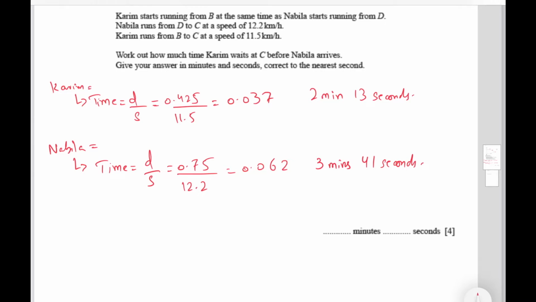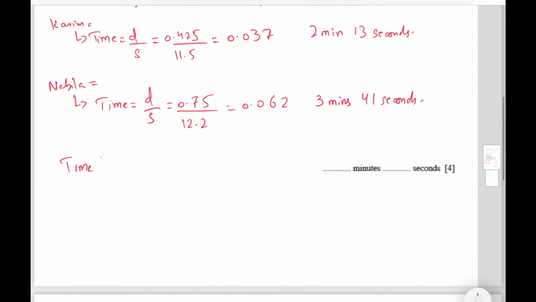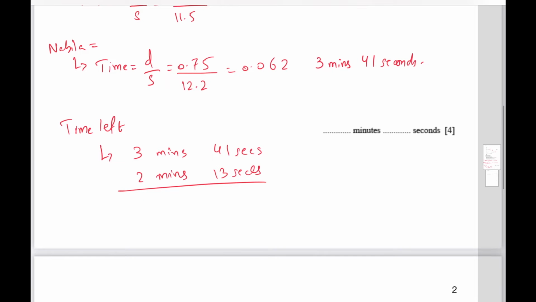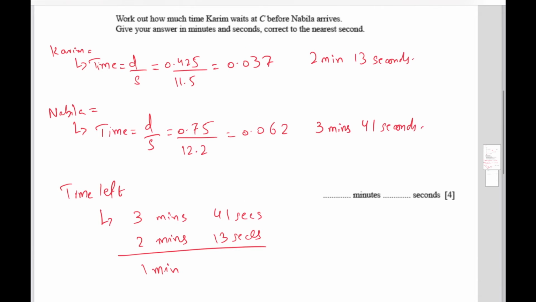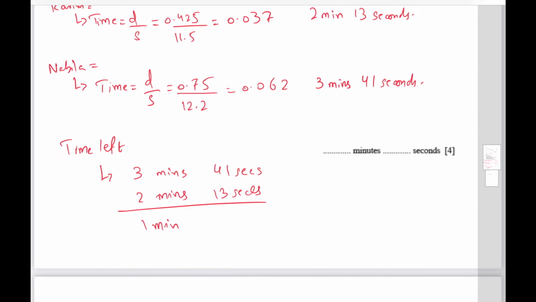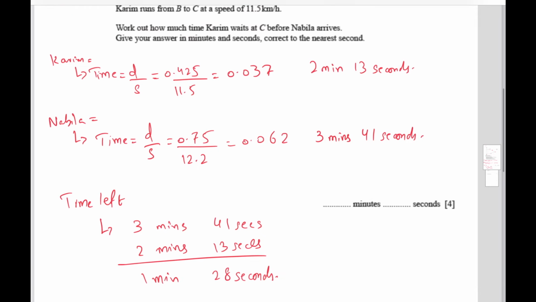Okay, now this is very simple. So in order to find the time left, what we have to do is we subtract Kareem's time from Nabila's time. So Nabila takes longer, so we subtract 2 minutes 13 seconds from 3 minutes 41 seconds. When we subtract the minutes, we get 1 minute. That is the amount Kareem is going to wait. And how many seconds? 41 minus 13 gives us 28 seconds. Okay, so we write our answer over here. He waits 1 minute and 28 seconds.